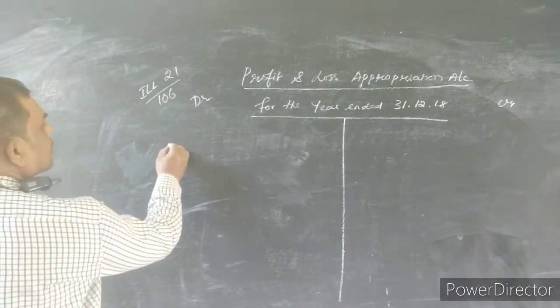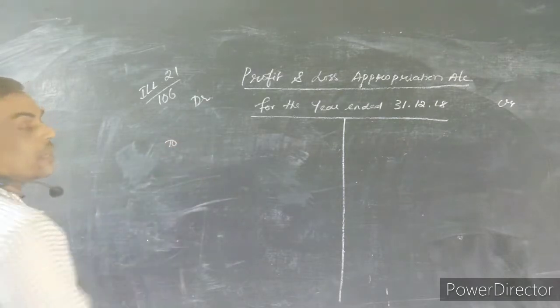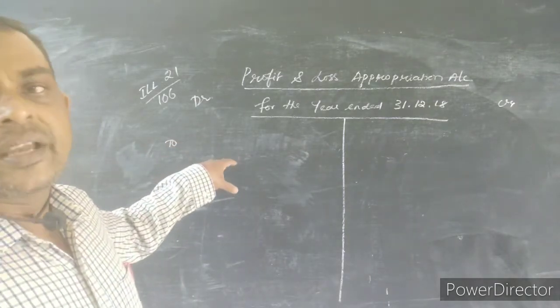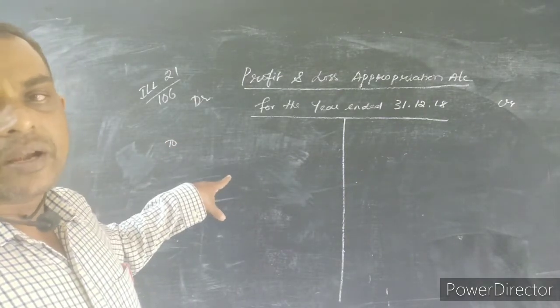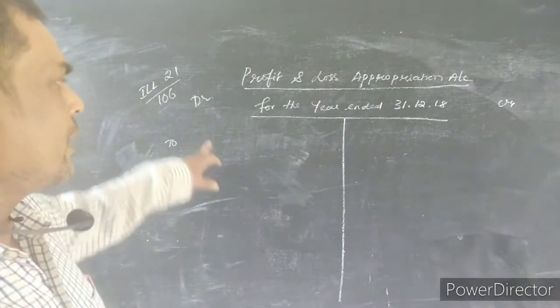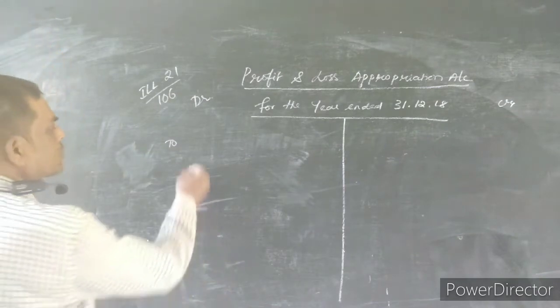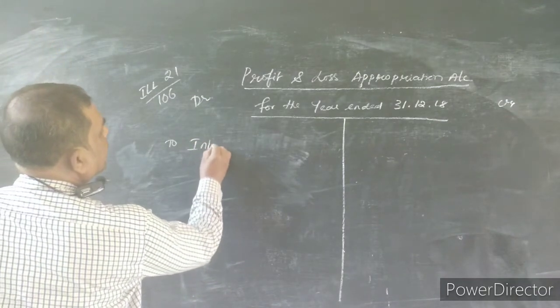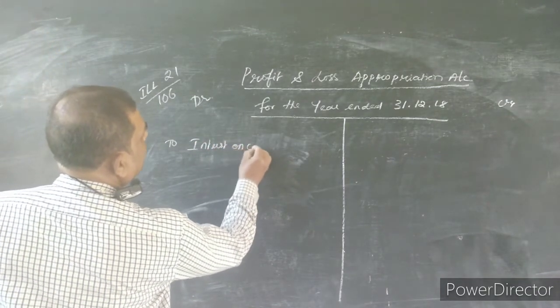So debit side has 3 entries: interest on capital, partner's salary, and partner's commission. There is no partner's salary or partner's commission in the sum, so only interest on capital. So 2 interest on capital.